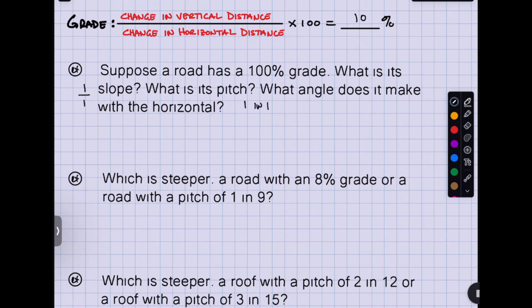And what's the angle with a horizontal? If it's 1 and 1, right? Think about this. If I went 2 and 2, in that angle right there, 45 degrees? Yes? We're okay?